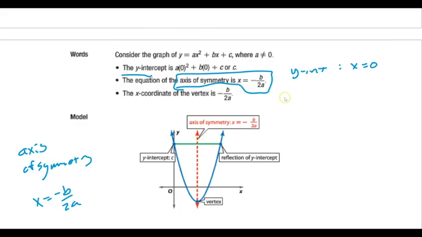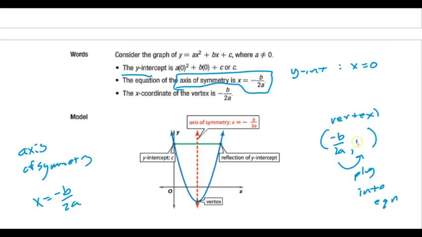Why is it important? Because with the axis of symmetry, you also have the x for your vertex. The x value is negative b over 2a. When you want the y value, you just plug it in. Anytime you have an x value, you find the y value that goes with it by plugging it into the formula. A lot of times you see it written in a book as f of negative b over 2a. That just means plug in your x value.